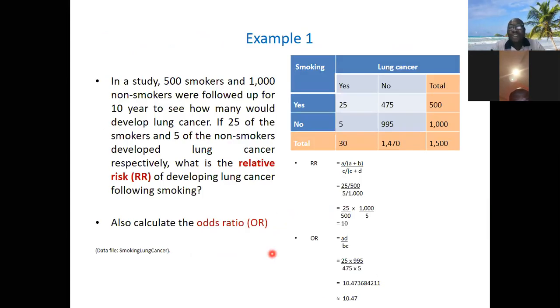I think this first one is, yes, the risk. To calculate risk and relative risk, an example will give you more understanding. Look at the example we have here. Smoking, yes, no, that's the exposure. Lung cancer, yes, no, that's the outcome.